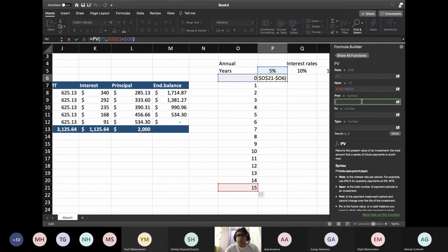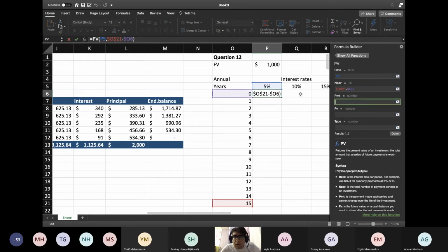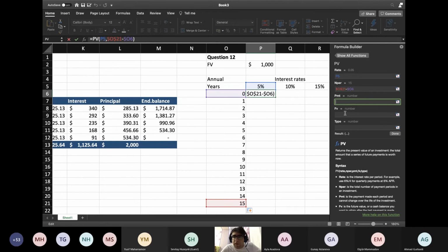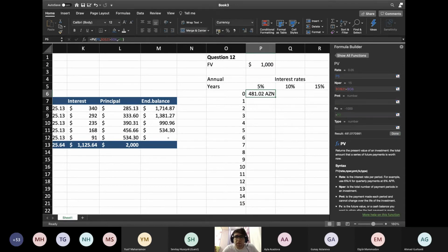So we don't have PMT, we have future value. Let's take minus mean. So present value is this amount of money.